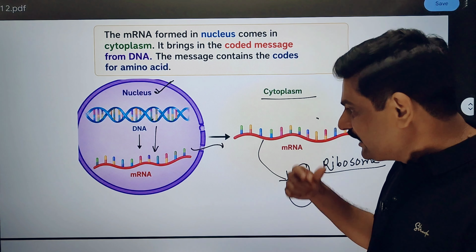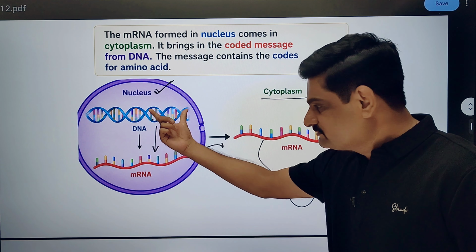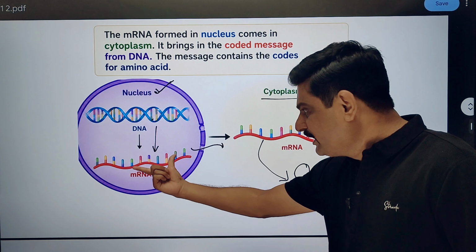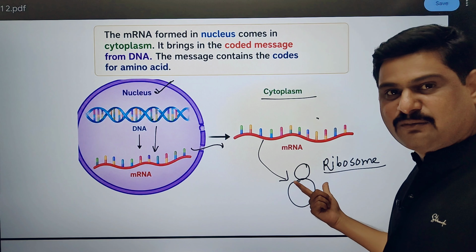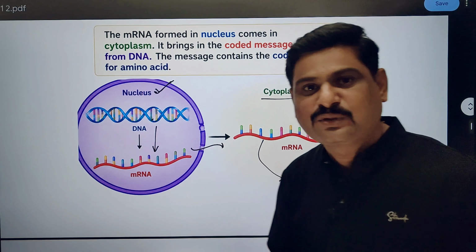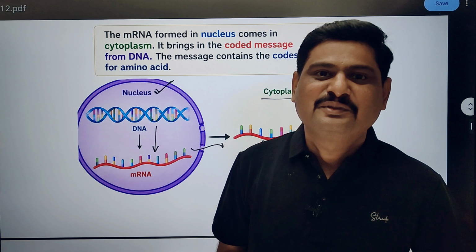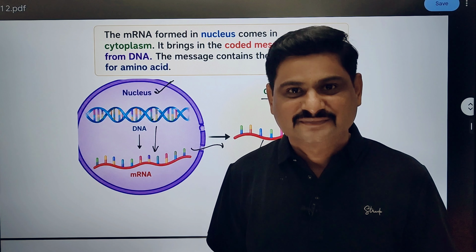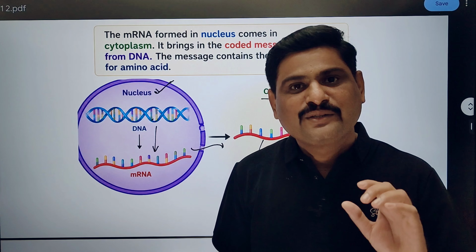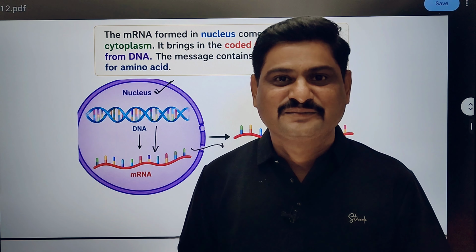Is it clear? So what is mRNA's role here? Whatever information the DNA was having, now it has come onto the mRNA. The mRNA will bring the message about protein synthesis to the ribosome. And the ribosome is a protein factory. So as per the message of mRNA, the ribosome will make the protein. Is it clear? So this is all about your transcription. I hope till here the concept is clear to you.